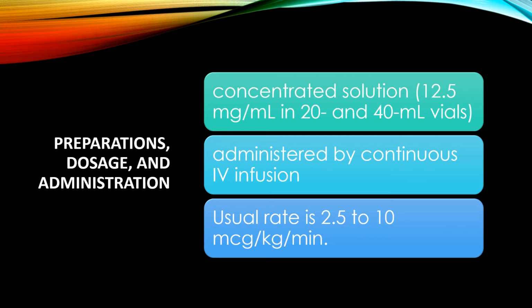Now for the preparation, dosage, and administration of your dobutamine. Dobutamine is available in concentrated solution at 12.5 mg per ml in 20 and 40 ml vials. It is given by continuous IV infusion with a usual rate of 2.5 to 10 microgram per kilogram per minute.